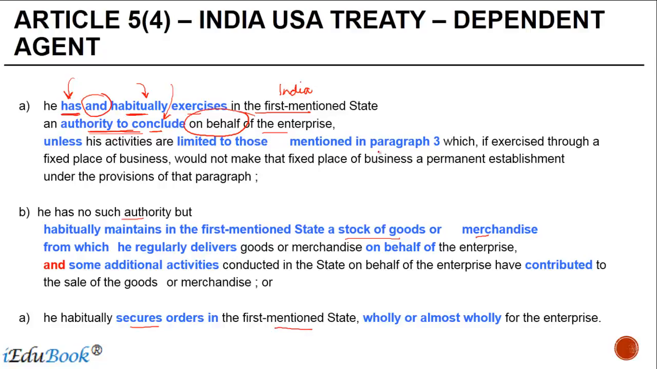Unless his activities are limited to those mentioned in paragraph 3, preparatory or auxiliary activities, which if exercised through a fixed place of business would not make that fixed place of business a PE under the provisions of that paragraph. So when you are a dependent agent, if you are concluding contracts related to activities which are preparatory or auxiliary in character, it will not be treated as a PE. But otherwise, if you possess as well as habitually use your authority to conclude contracts on behalf of the foreign enterprise, you'll be treated as having a PE in India. Let's see some of the characteristics of this particular clause before we move to clause B and clause C.